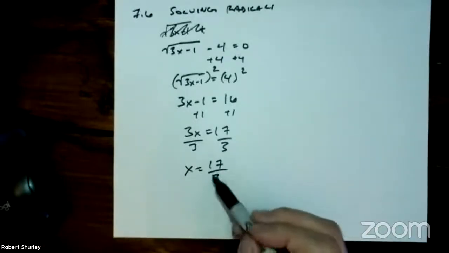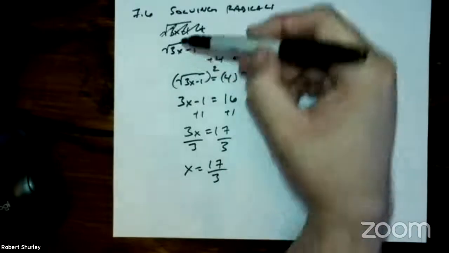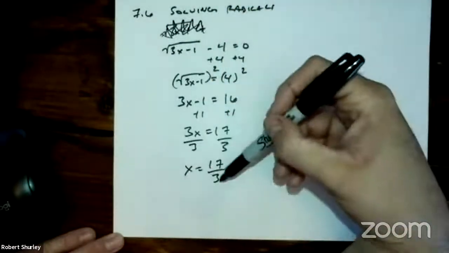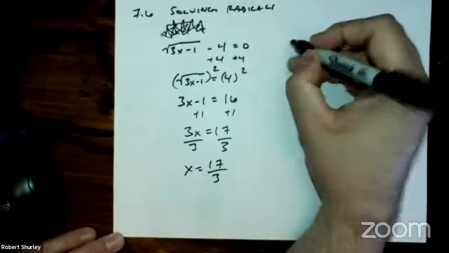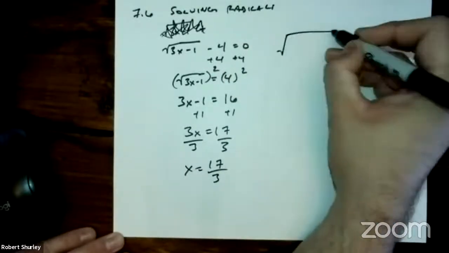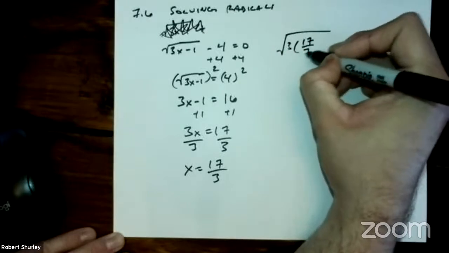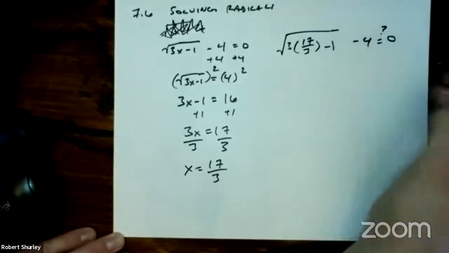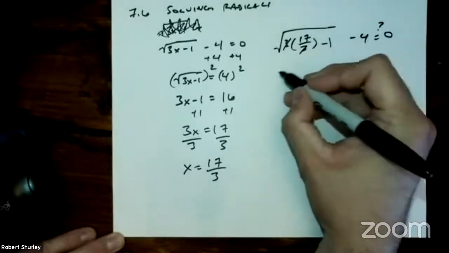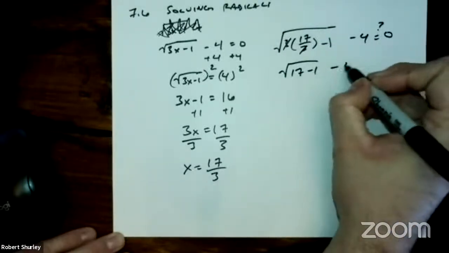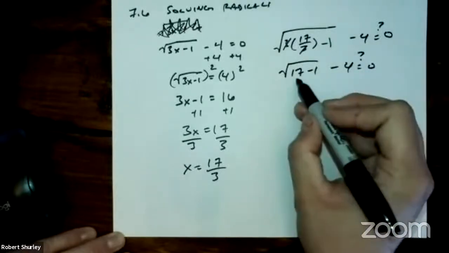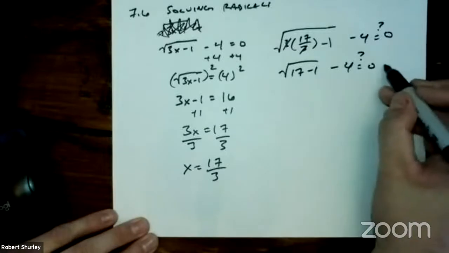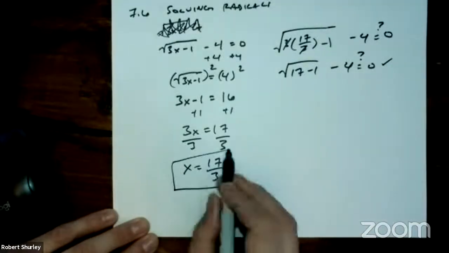Now you've got to be careful though and make sure that this is the actual solution, because we just have to check our answer. If you plug 17/3 in, this is me just checking it. 3 times 17/3 minus 1, minus 4, is that equal to 0? Well, the 3's cancel. So you get the square root of 17 minus 1, minus 4. 17 minus 1 is 16. Square root of 16 is 4. Minus 4 is 0. This checks out. So therefore, this is the solution.